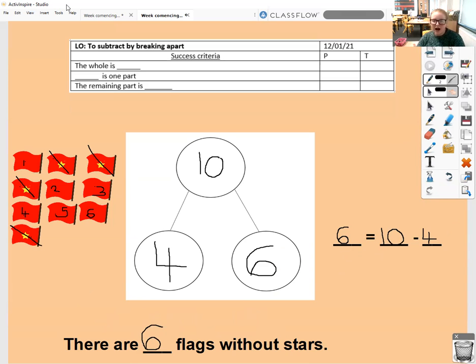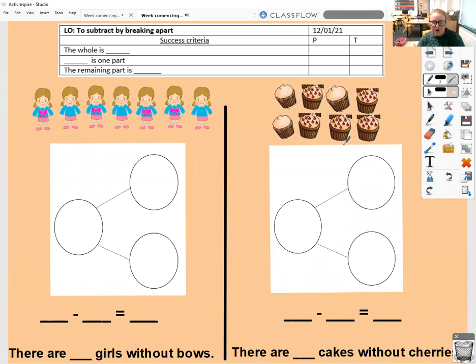Fantastic. This one we're going to do together, and then this one you're going to have a go at on your own. So let's try this one first. How many girls are there without bows? First of all, we need to find the whole. So let's count them all together. 1, 2, 3, 4, 5, 6, 7. There are 7 girls all together. And 7 in my number sentence is going to go before my subtraction symbol because that is my whole. My first part is going to be how many girls do have bows, because I'm trying to find out how many don't.